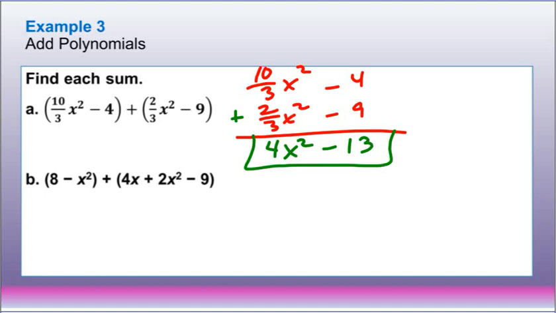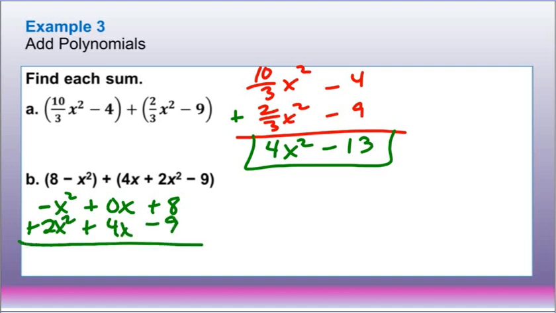Next one, if I were to put this in order, I would put this in biggest degree to smallest degree. So I have a negative x squared plus 0x. I don't have any x's there, plus 8. The other one I have a positive 2x squared, a positive 4x, and a minus 9. Now you might be wondering why I put that 0x, just so I have a number that I'm adding to 4x in here. So negative 1 plus 2 is a positive 1x squared plus 4x minus 1.